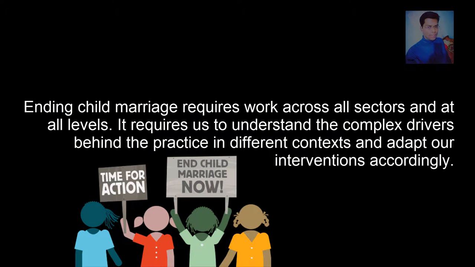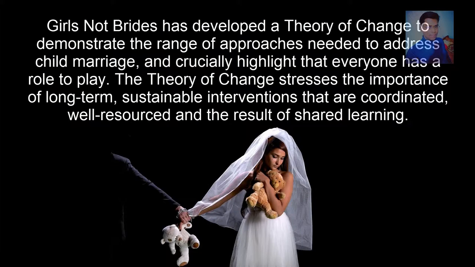Ending child marriage requires work across all sectors and at all levels. It requires us to understand the complex drivers behind the practice in different contexts and adapt our interventions accordingly. Girls Not Brides has developed a theory of change to demonstrate the range of approaches needed to address child marriage and crucially highlight that everyone has a role to play. The theory of change stresses the importance of long-term sustainable interventions that are coordinated, well-resourced, and the result of shared learning.